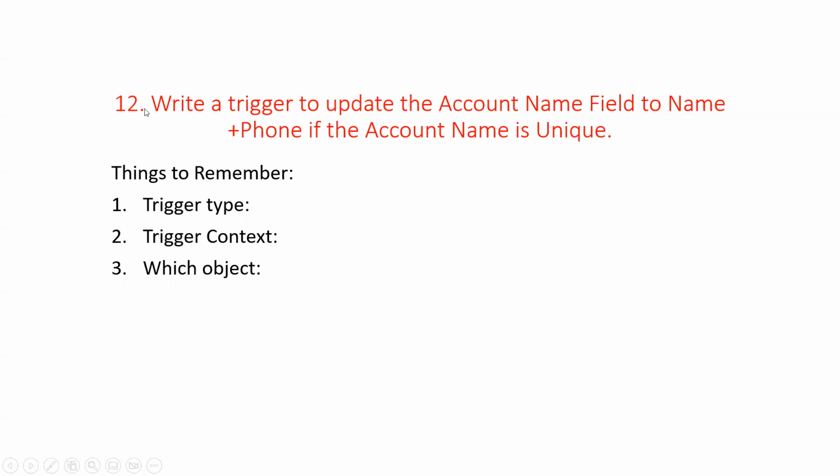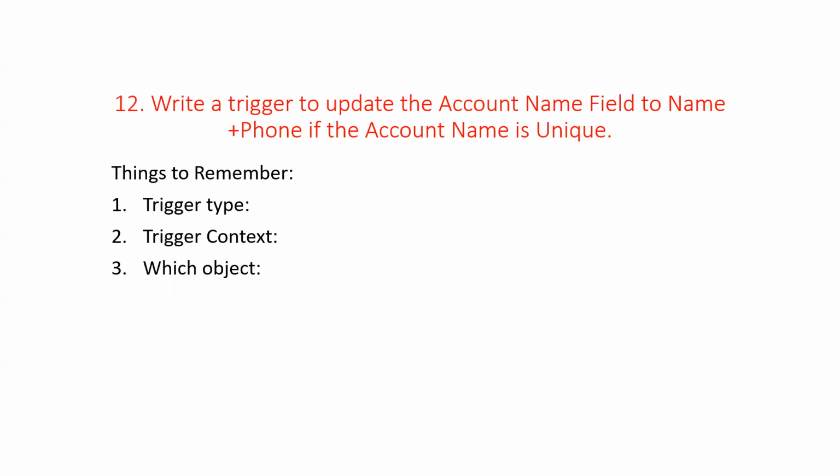We have already resolved 11 different examples before, which are related to the account, a Salesforce Apex trigger. Now, in this example, what you are going to do is write a trigger to update the account name field to name plus phone if the account name is unique. This is a very simple trigger we're writing. In the last trigger, we were also using the trigger handler class.